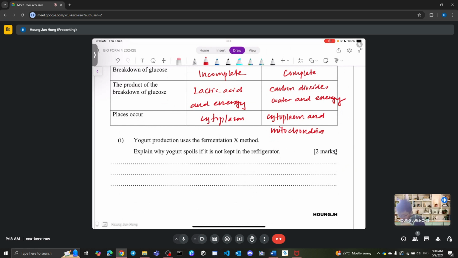Alright, next question. So next question is about yogurt. If you remember, yogurt was also produced using lactic acid. So how come yogurt can spoil when you put it not inside the refrigerator? In fact, I think this one is not very difficult, because I believe you have also learned through chapter 3 how food is being spoiled.